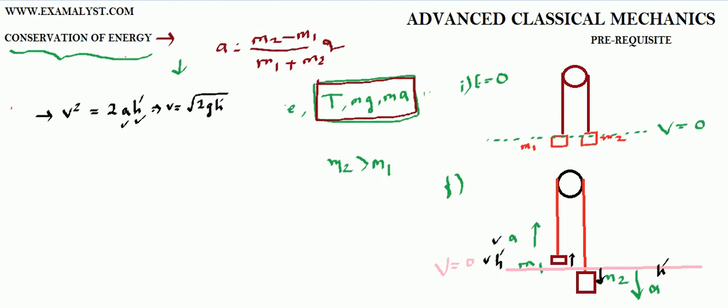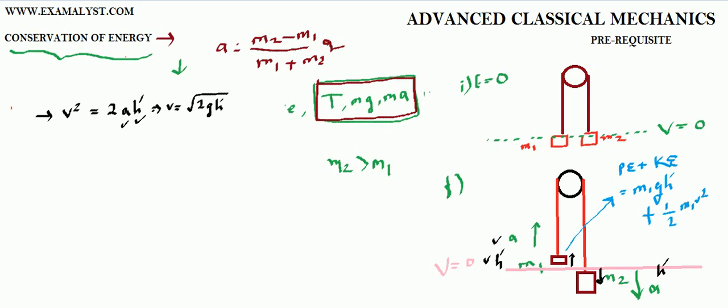Now at this position something interesting is also there. At this position the masses have not only kinetic energy but also potential energy. Okay, now the question is how to find it. Can you tell me what is the gain in potential energy? The gain in potential energy is m1 g h dash, because the object has moved up. Now can you tell me what is the gain in kinetic energy? It is half into m1 into v square.